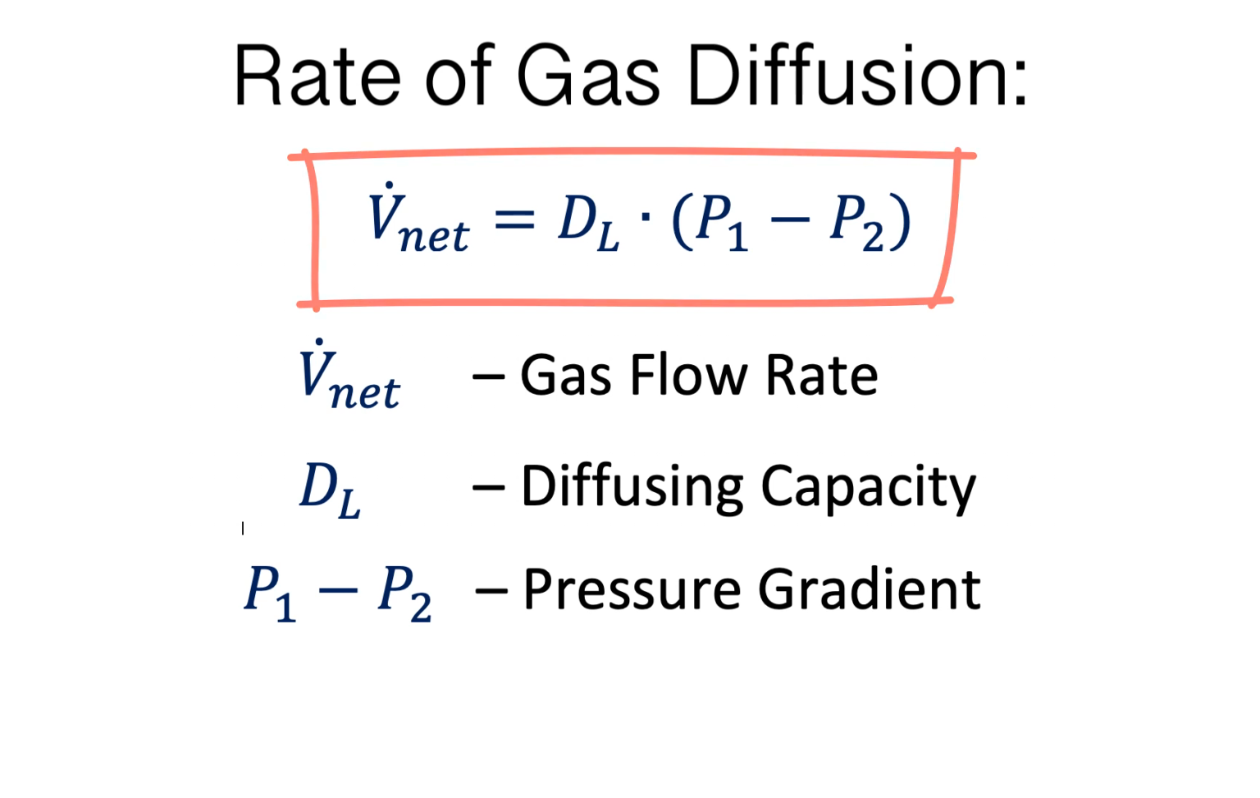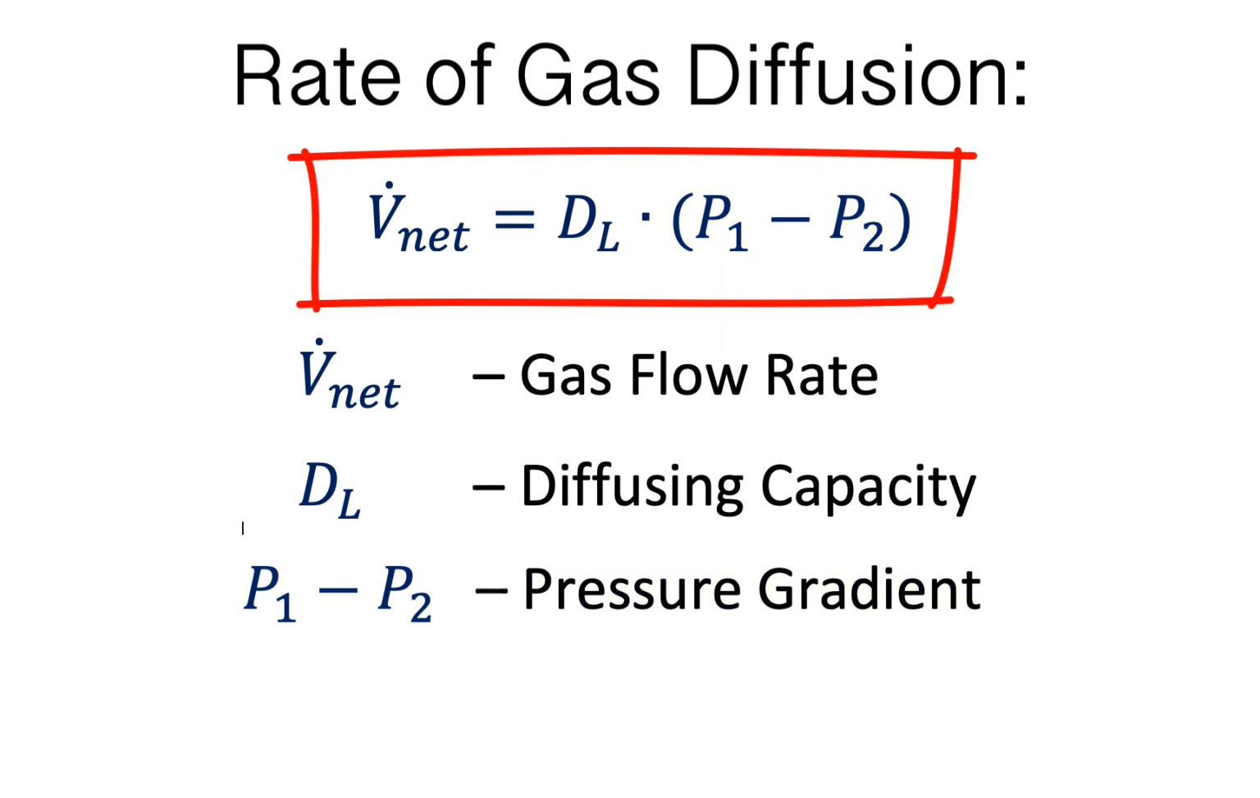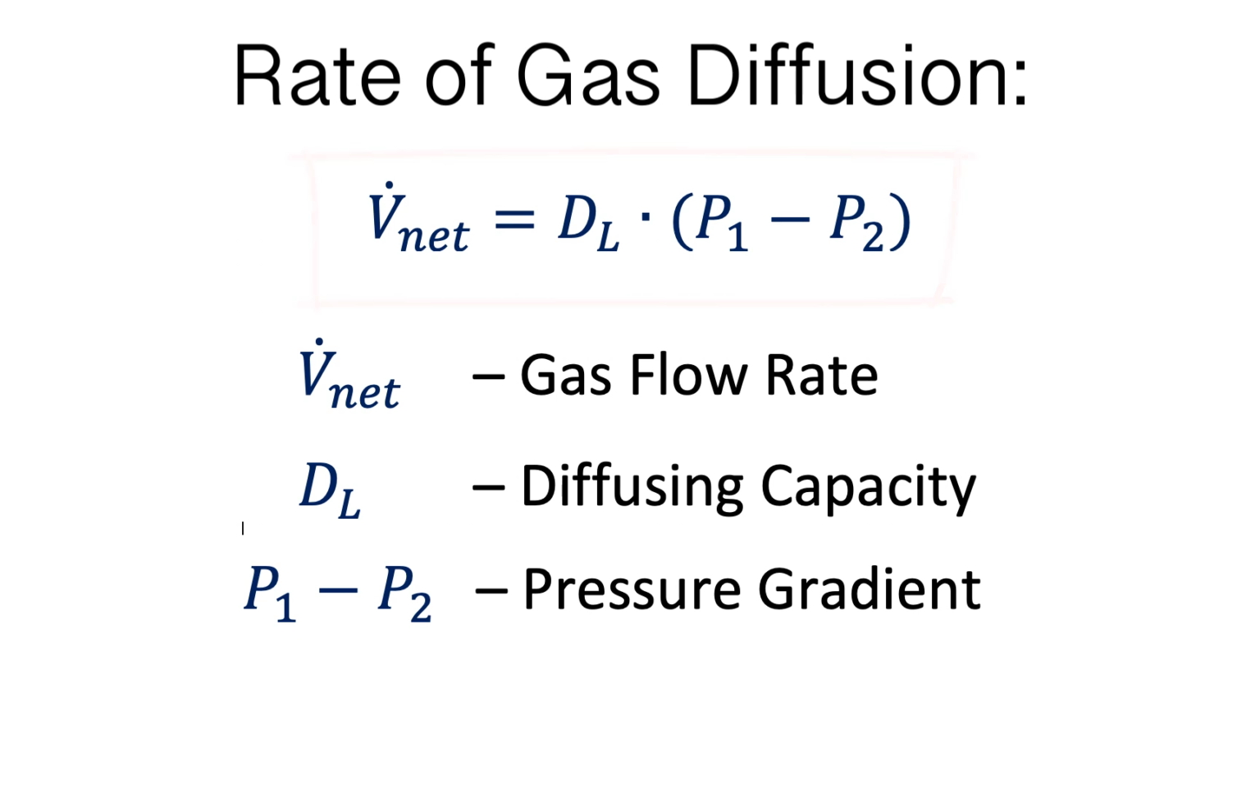That is, the rate of gas flow, the flow rate of the diffusible gases, is equal to the diffusing capacity and the partial pressure gradient between the alveolar spaces and the pulmonary capillaries. This relationship is analogous to Ohm's law for electrical current, where the current is equal to the product of the conductance and the voltage difference across the circuit.